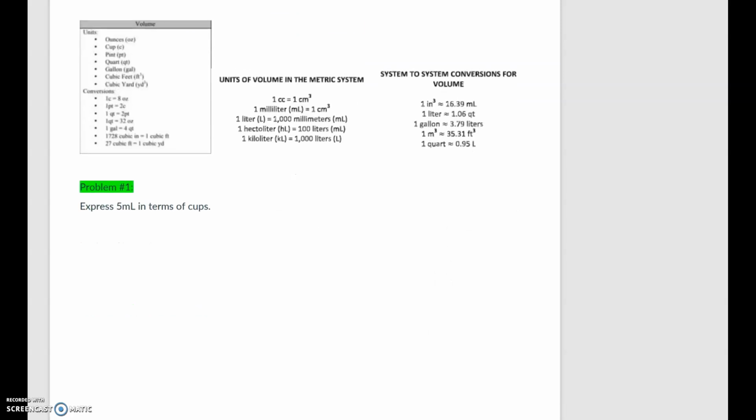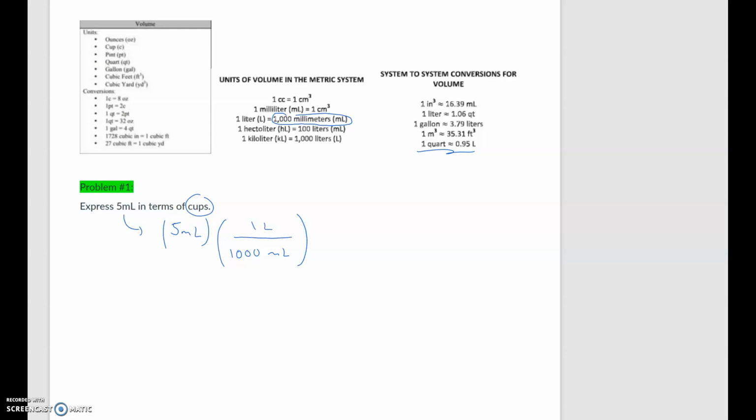In this particular one, they want us to express 5 milliliters as cups. So the best idea would be to go to liters and then from there use a measurement that is going to lead us to cups. So let me go to liters. In this case, we're going to be using the fact that 1 liter is 1,000 milliliters. So 1,000 milliliters is equal to 1 liter.